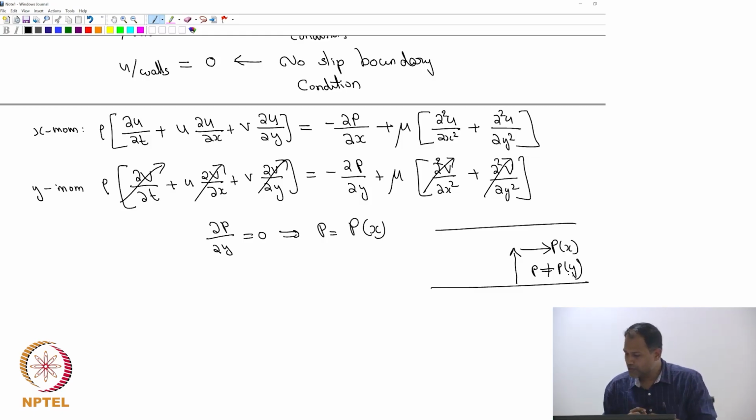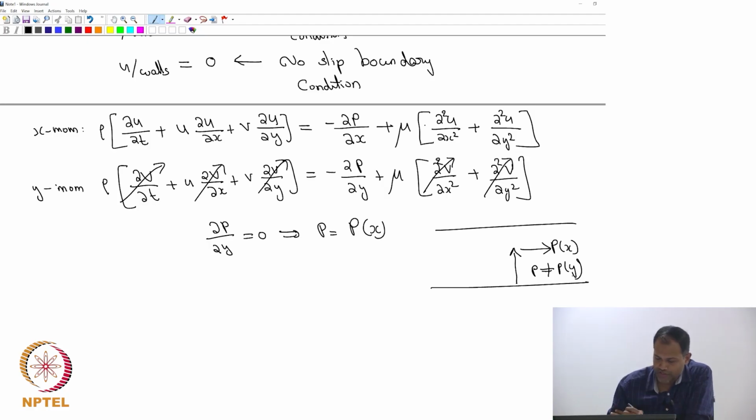Okay. So we have now figured out that pressure is only a function of x. Now let us see what the x momentum equation tells you. So we have a fully developed flow, right, that is what we said. So would u be a function of time?